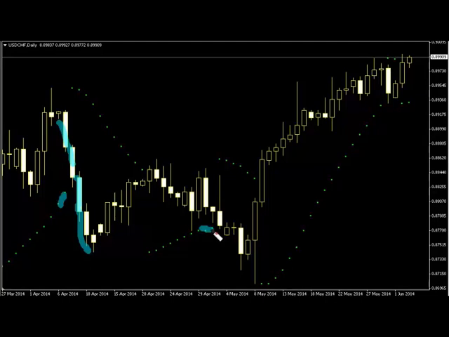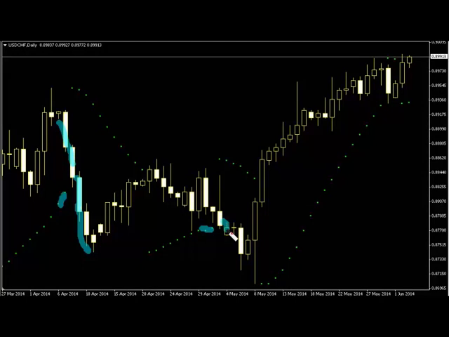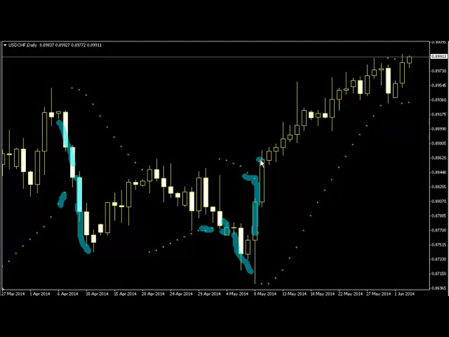Here is a parabolic. Price goes over parabolic and closes, then sell. Price goes down. Price goes up over parabolic and closes, then buy. Price goes higher.